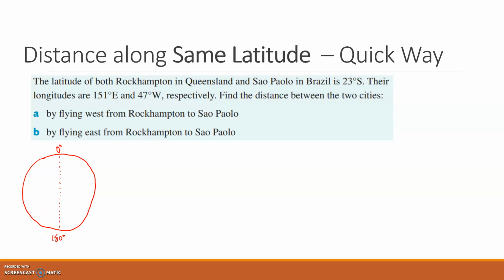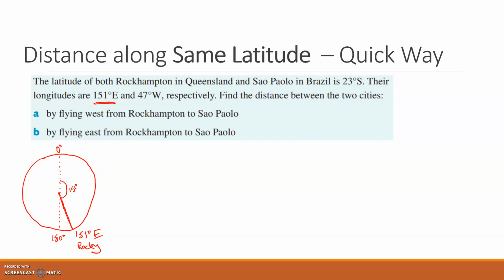Now let's fill our points in. We'll do Rockhampton first. Rockhampton's longitude is 151 degrees east, so I'll make east clockwise of 0 degrees. 151 degrees east will bring me down about somewhere here. Okay, it's not perfect, but that's fine. That's Rocky. That's because there are 151 degrees between 0 and the line I've just drawn.